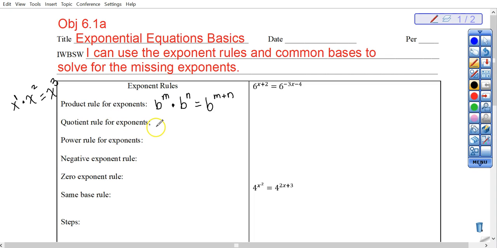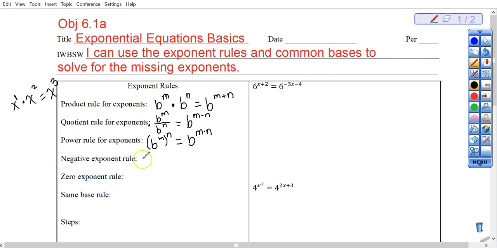Quotient rule for exponents, pretty similar. Says if I have some base number raised to the m power over the same base number raised to the nth power, then I can subtract those exponents, subtract the denominator from the numerator. So there's a quotient rule. Power rule for exponents says that if I have some base raised to the m power, and I raise that to the nth power, I would use a distributive property here and I would multiply the powers together.